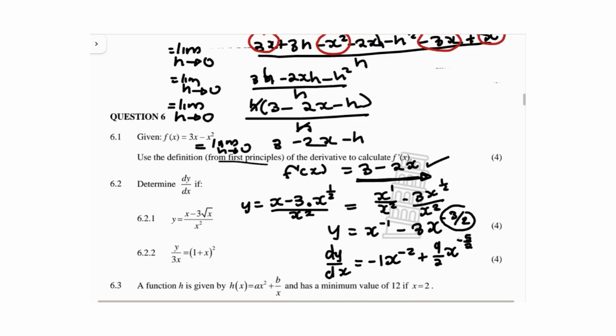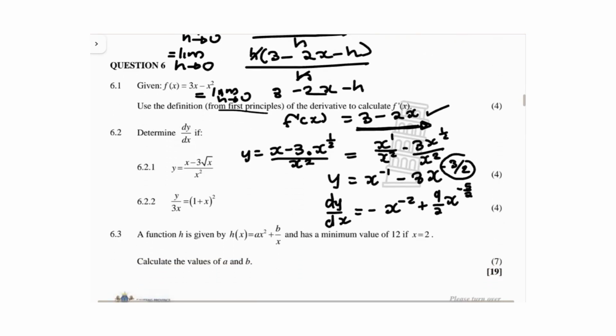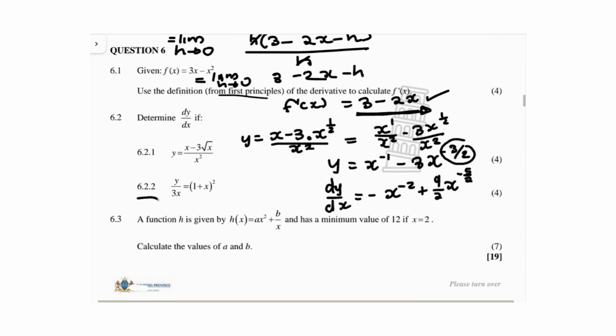You don't have to write anything as positive exponent because they did not request for that. So you keep your answer in this format. And then 6.2.2, find dy dx if y over 3x equals 1 plus x squared.